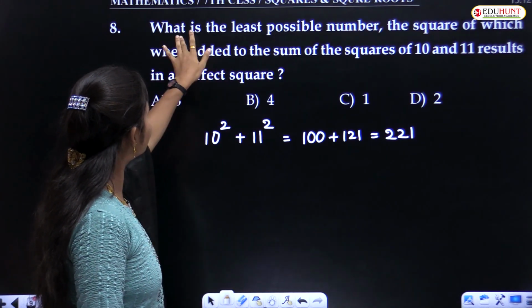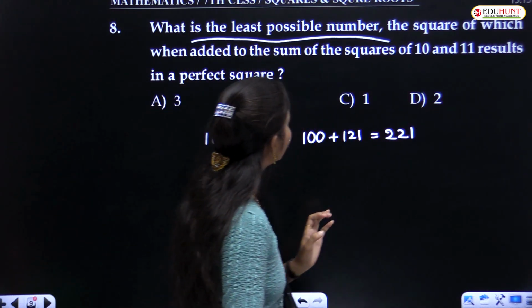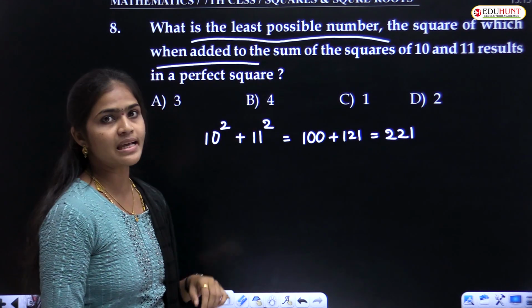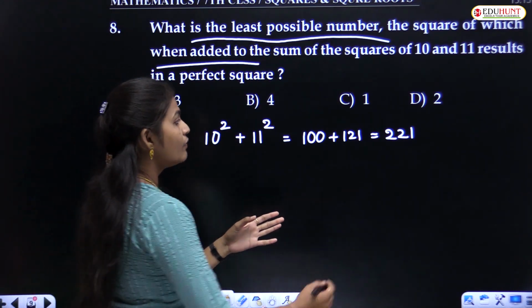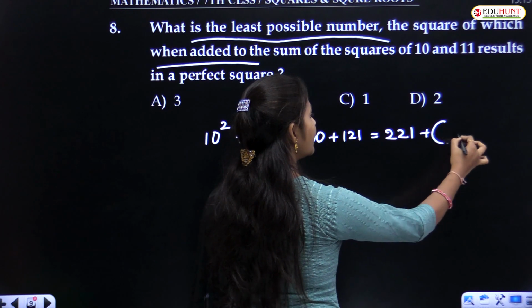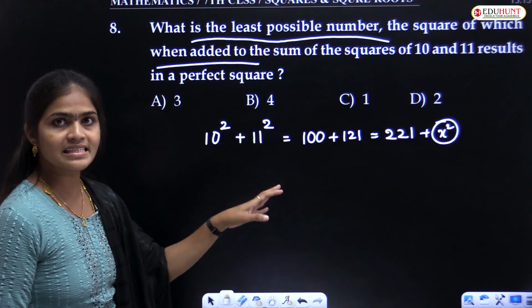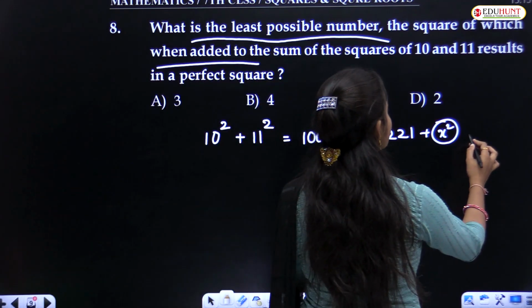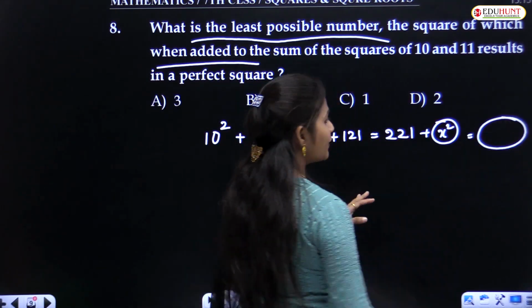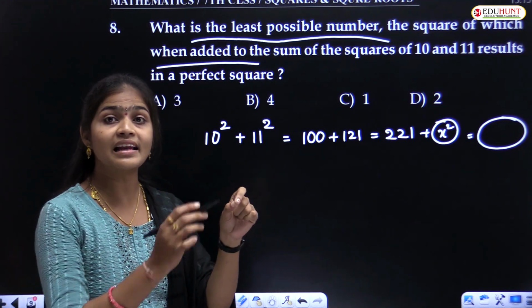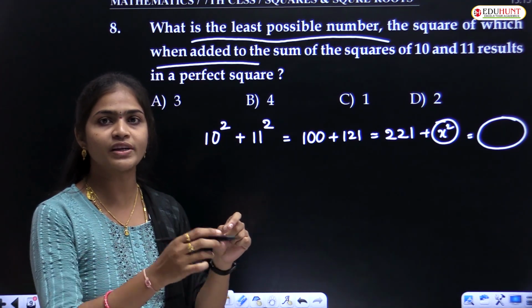What are they asking again? What is the least possible number, the square of which when added to the sum, which means if you add something here, that should be x square, okay, its value must be a perfect square. Here you need to add; the least number must also be a perfect square.